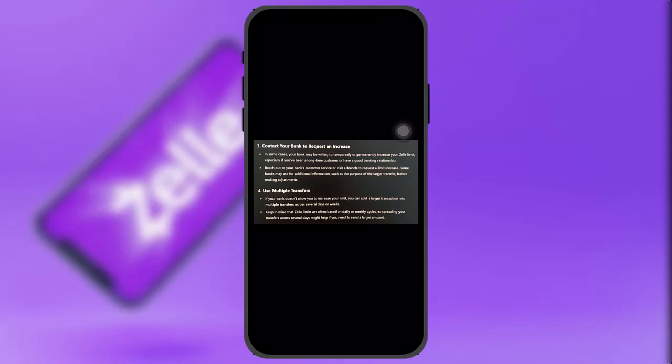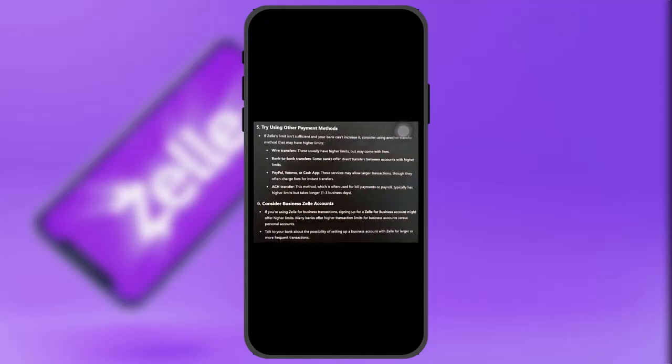Use multiple transfers. If your bank doesn't allow you to increase your limits, you can split a large transaction into multiple transfers across several days or weeks. Keep in mind that Zelle limits are often based on daily or weekly cycles, so spreading your transfer across several days might help if you need to send a larger amount.